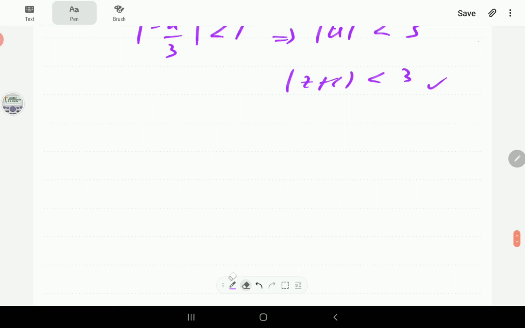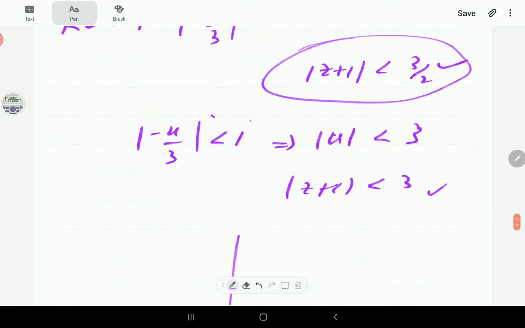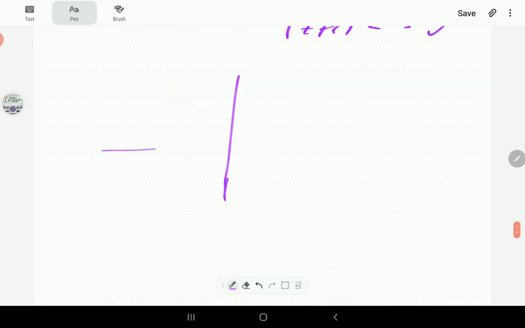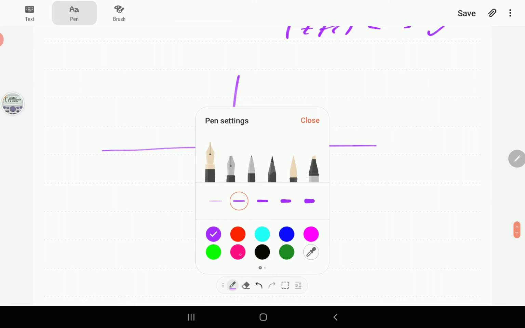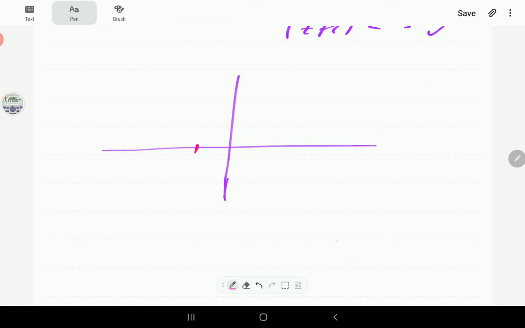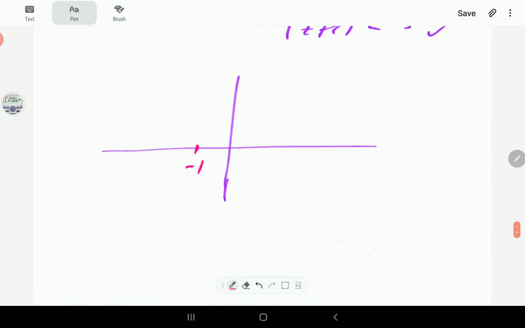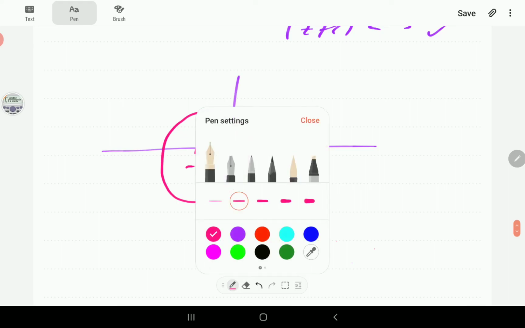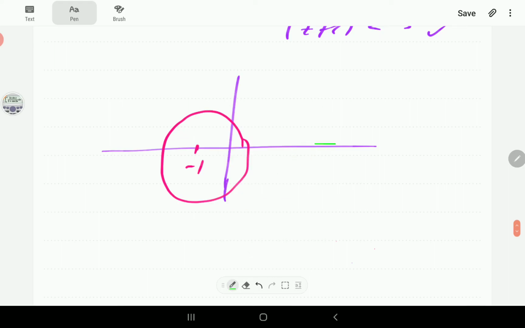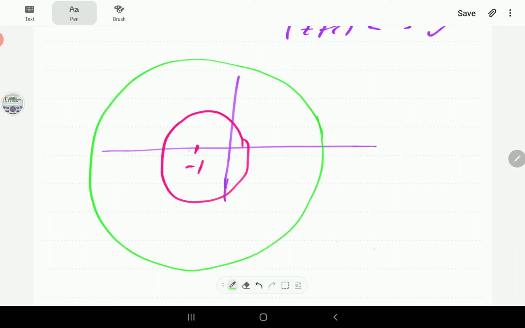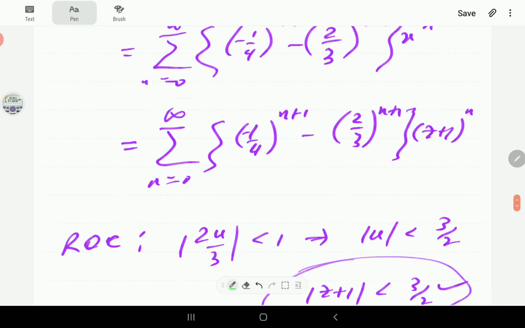Let's just do a sketch so that these are both going to be centered at -1. So this is -1 here. The first one, the radius is 1.5, so it's going to look something like this. Then the second one, the radius is 3, which is twice of 1.5. It's going to look something like this. So we expect that this is going to be the region of convergence.